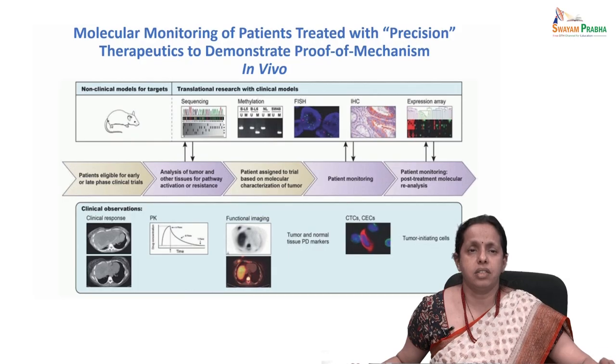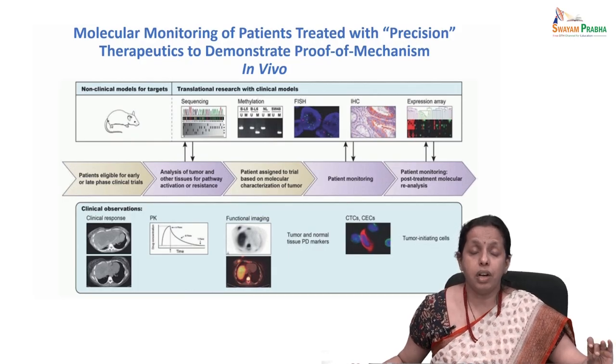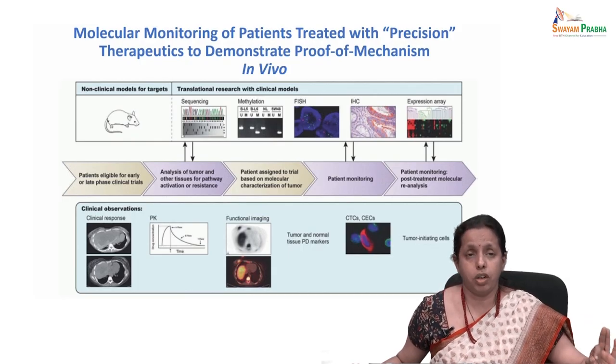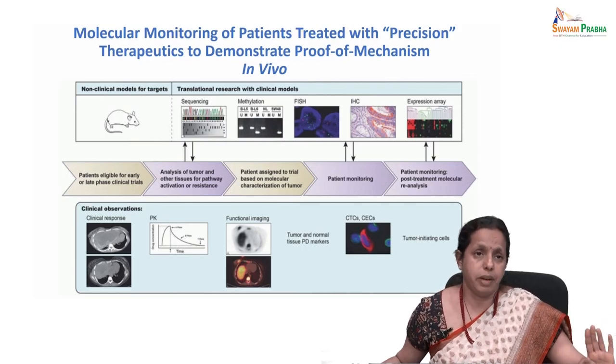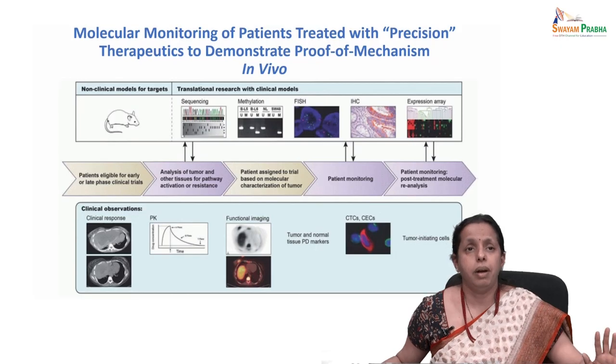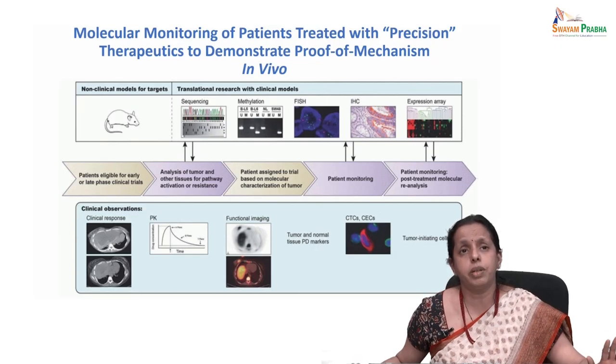We have a breast cancer or a lung cancer patient, and you really want to give a novel therapeutic, for example, an FDA-approved drug to the patient. I want to try it in a new one. But before you give it to the patient, you should be going through your non-clinical model, your mice models. So you excise the tumor from the patient and it is put onto the mice.